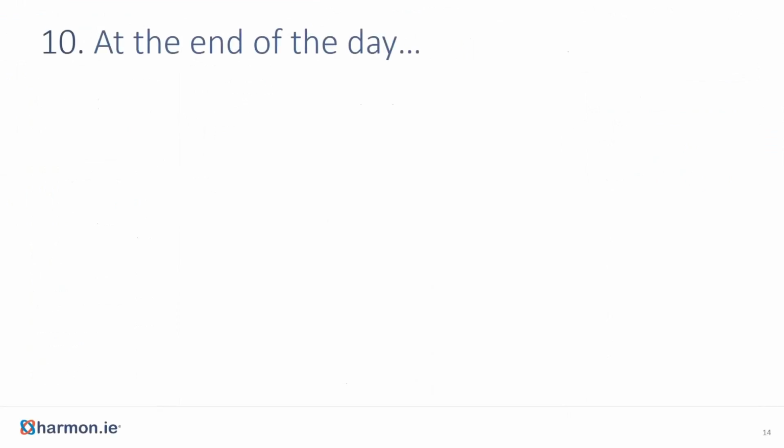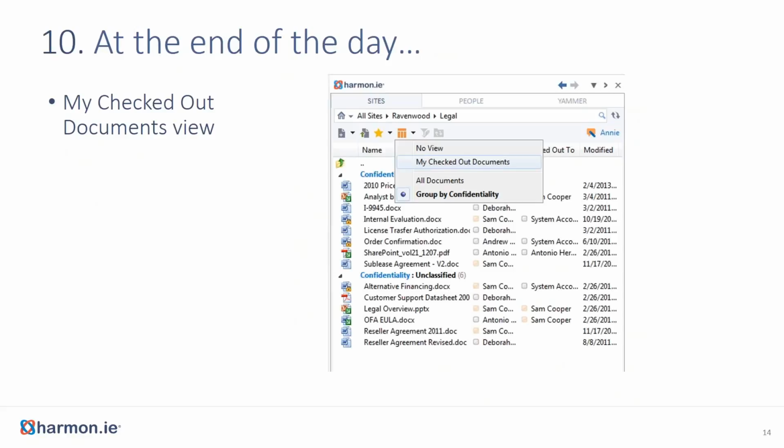And just moving on to the last item, and quite fittingly, at the end of the day, what you ideally should be doing is checking in your items so that you can see what I've been working on that day, check them in and make them available to other users. So Harmony actually adds an additional view into your drop-down list of views there, which is My Checked Out Items or My Checked Out Documents, so that I can select that view and I'll see everything that I've currently got checked out, and then I can choose to select them all and check them in to make them available to other users.